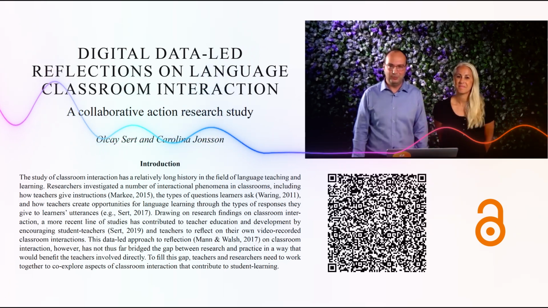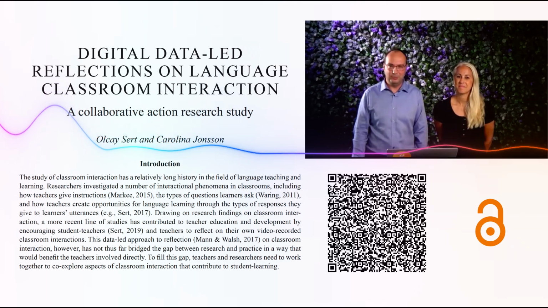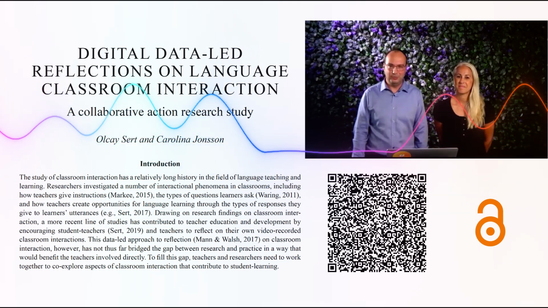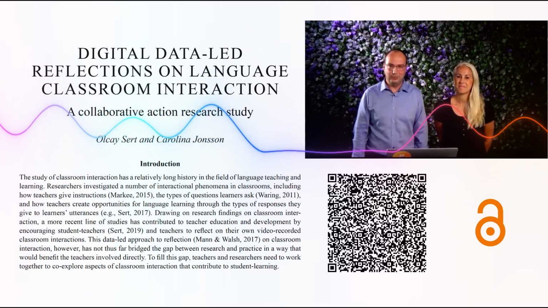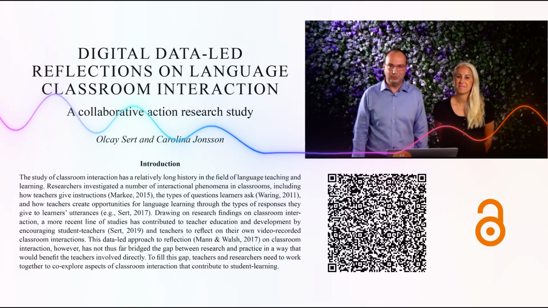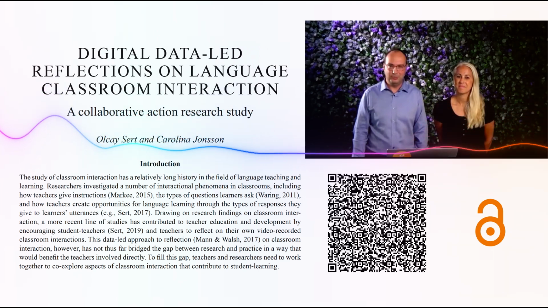This has been such a fascinating deep dive into collaborative action research. We saw how it can empower teachers, bridge that gap between research and practice, and ultimately create more engaging and effective learning environments. And it all comes down to being curious, asking questions, and being open to challenging our own ideas about how we interact.